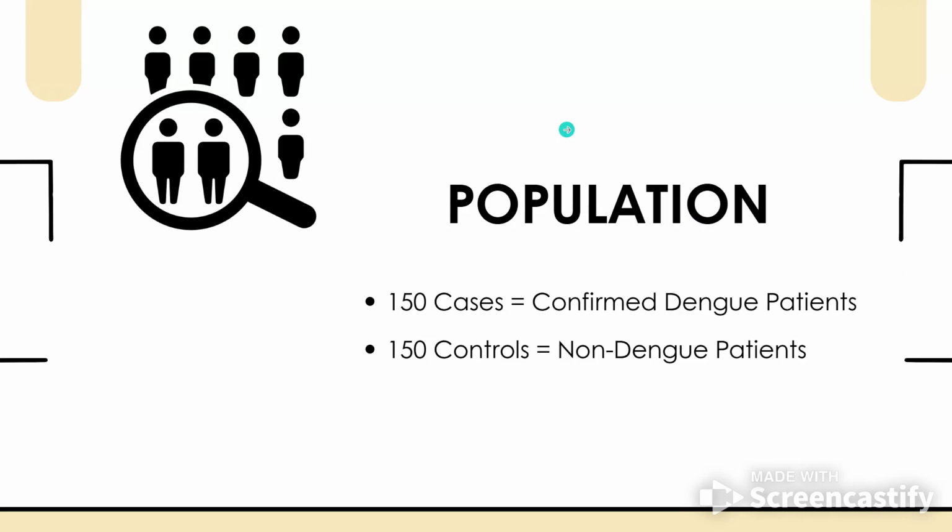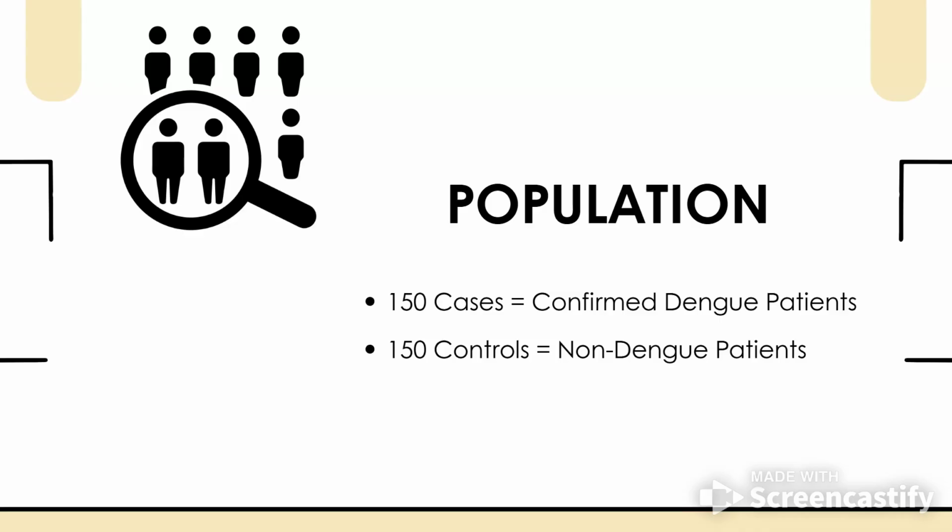Now to talk about the population that was studied, as mentioned in the article, there were 150 confirmed dengue fever patients that were chosen to be observed for the study, and there were 150 non-dengue fever patients chosen to be in the control group, so 300 patients total. All of these patients were admitted to Chattogram Medical College Hospital, or CMCH, and Bangladesh Institute of Tropical and Infectious Diseases, or BITID, in August and September of 2019.